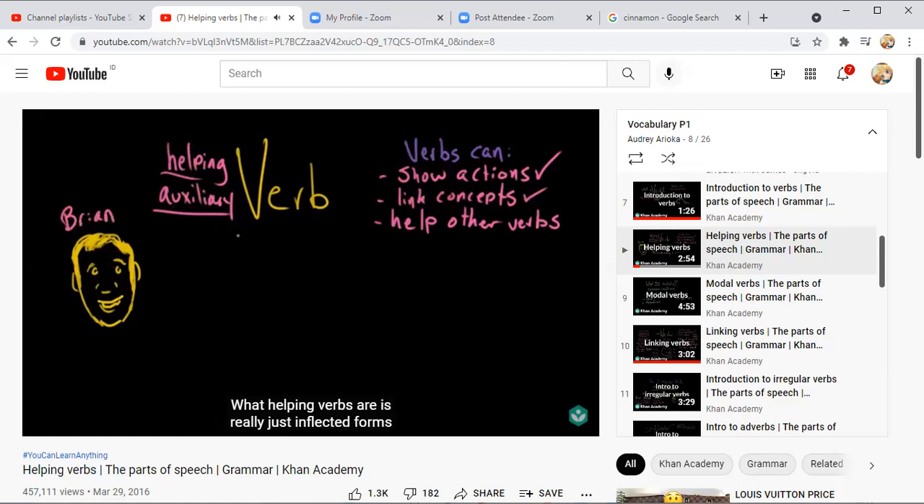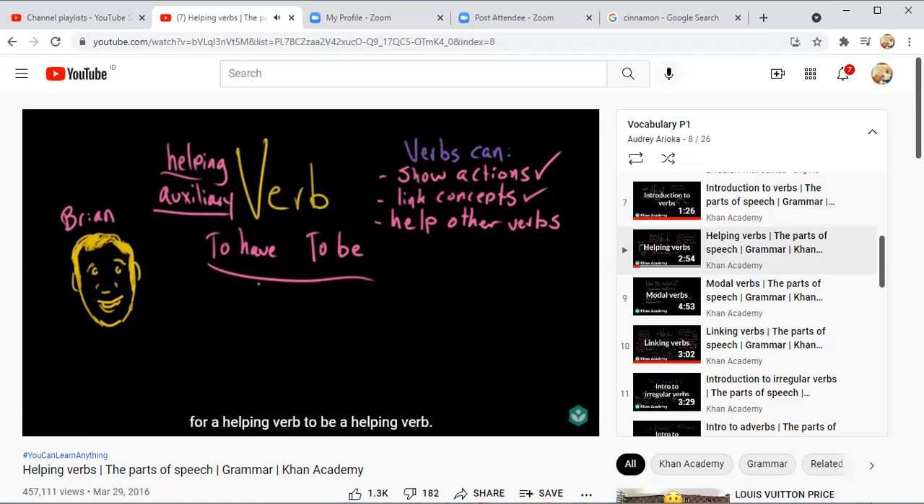And what helping verbs are is really just inflected forms of the verbs to have and to be. And as we get deeper into the verb, I'll explain what each one means in each one of its different versions. But for now, suffice it to say that I'm just going to throw out some examples just so you can see what it means for a helping verb to be a helping verb. So the specific way in which helping verbs help is that they establish certain facts about a sentence, usually when they're happening in time. And we'll get more into that as we get more into tenses and aspects. But I just want to give you some examples.